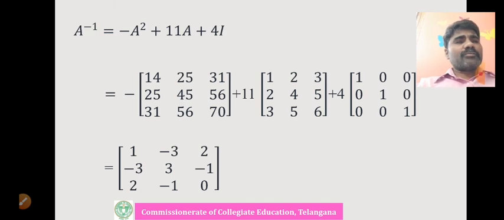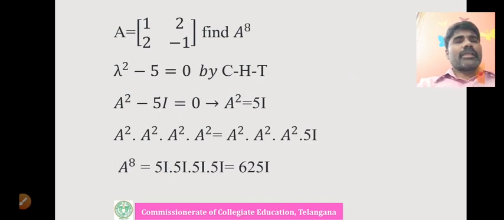Now we can take another example to find the higher powers of A. Let us consider a matrix of order 2 by 2. Its characteristic equation is given by lambda square minus 5 equal to 0. Here there is no lambda term since the trace of A is 0, that's why the coefficient of lambda is 0. Simply lambda square minus 5 equal to 0. By the Cayley-Hamilton theorem, A square minus 5I equals 0, which implies A square equals 5I.